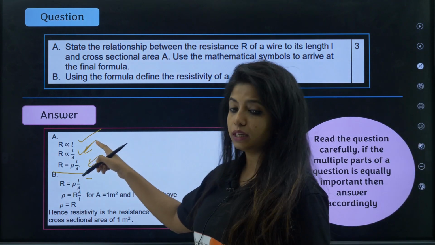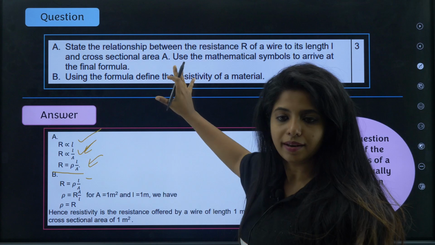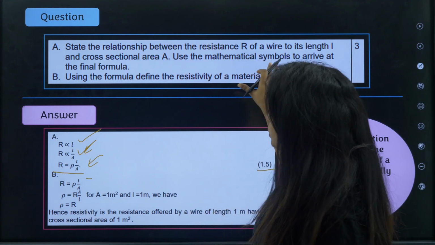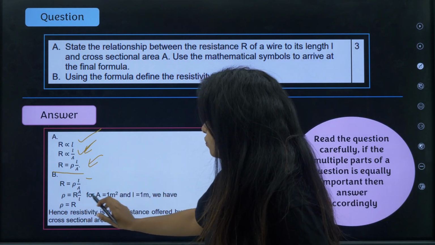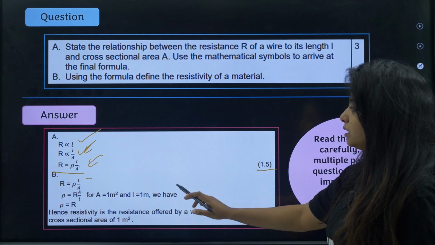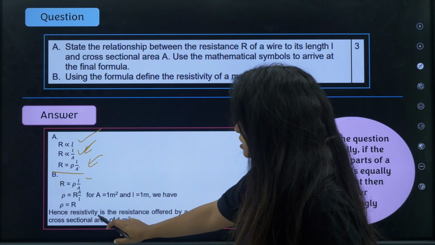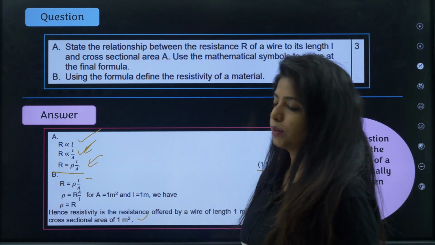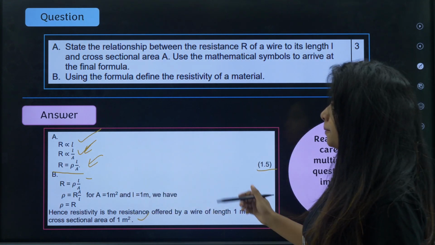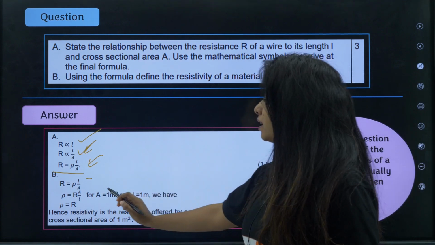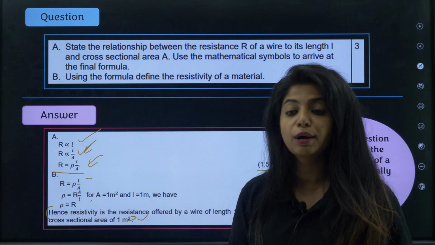Here you are not worried about the step marking, because you have explained everything that is being asked in the question. Similarly, using the formula define resistivity of the material. So using this particular formula, how can I define resistivity? You use this equation over here and then you tell: hence resistivity is the resistance offered by a wire of length 1 m having a cross-sectional area of 1 meter square. You explain the answer like this, you get 1.5 marks. Okay, so what all you should be writing, for example, I might have written until here, but I might have not written this. You will get to know this only when you see the marking scheme.